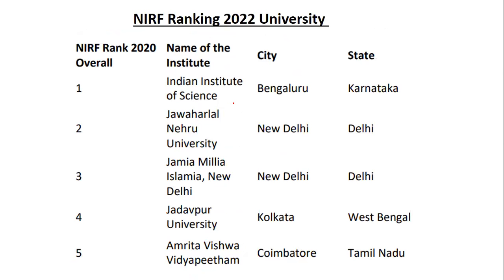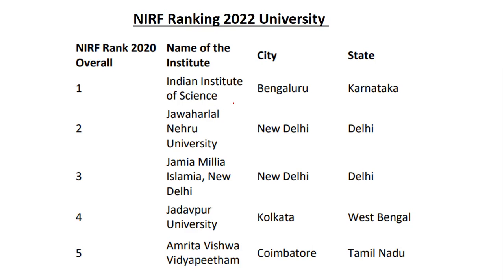Then we have the next, which is university ranking. When we talk about university ranking, the Indian Institute of Science, Bengaluru has topped the university category, followed by Jawaharlal Nehru University, New Delhi, followed by Jamia Millia Islamia, New Delhi. So these are the universities standing in the top 3 positions: Indian Institute of Science, Jawaharlal Nehru University, and Jamia Millia Islamia. So these are the top 3 rankings as per university.